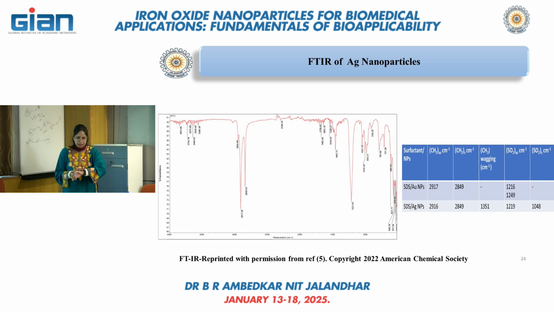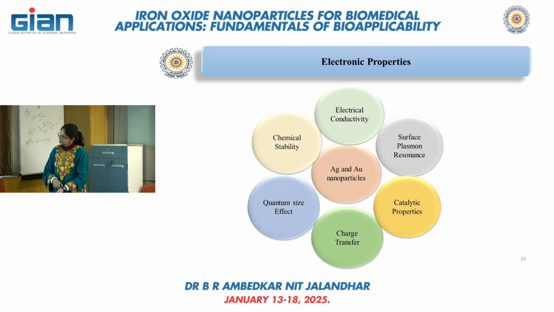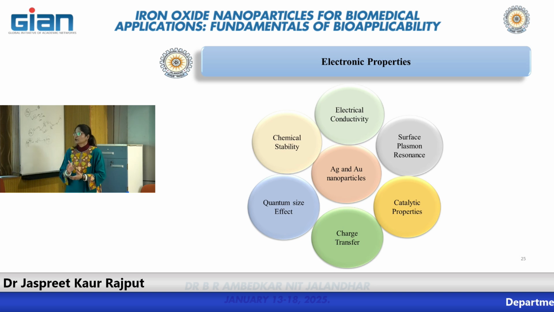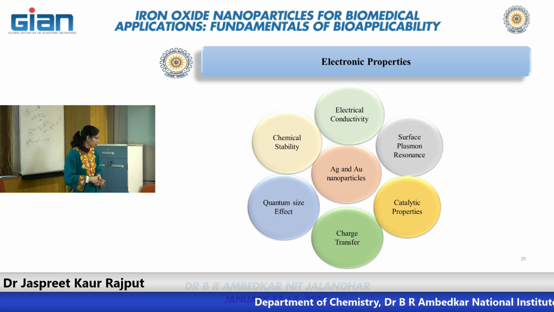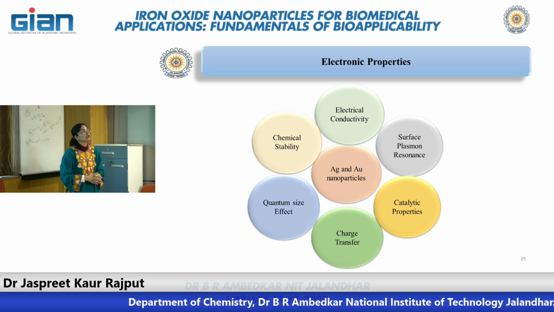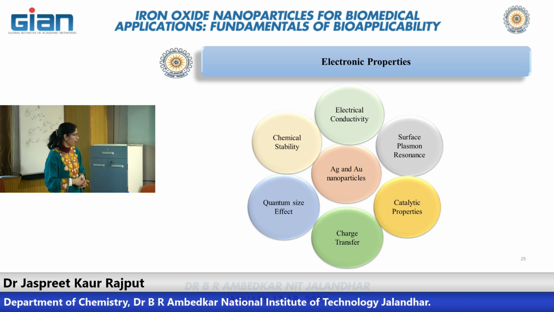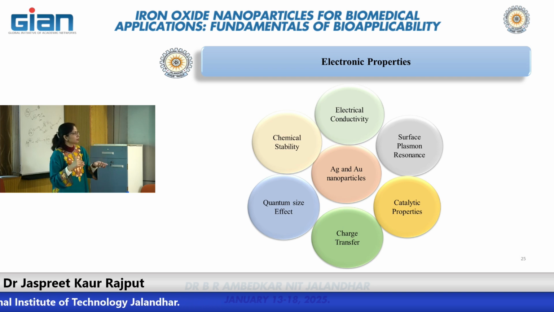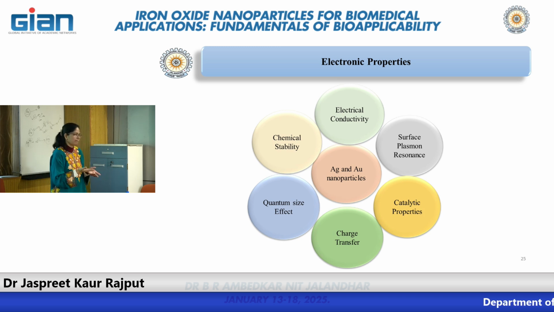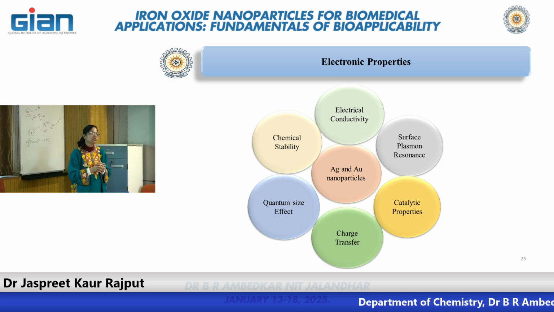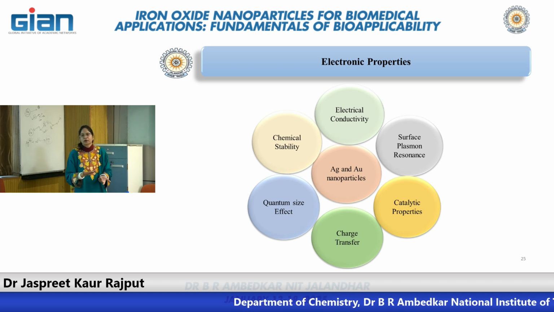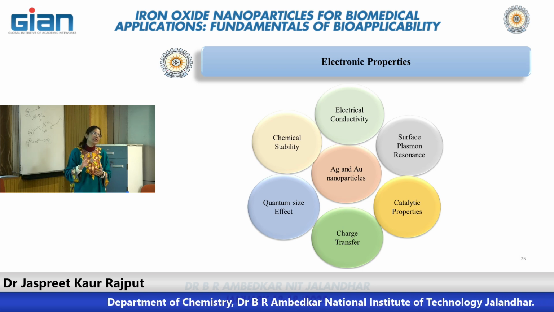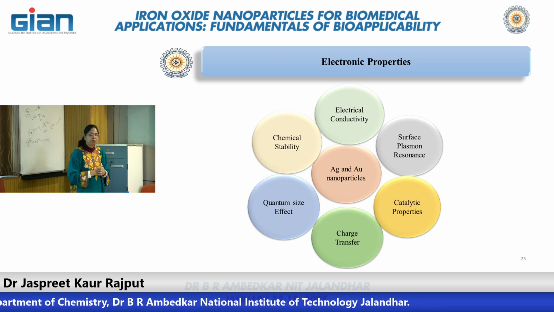So next one is the electronic properties. Why do they show different electronic properties? They have better electrical conductivity. Now the conductivity also depends upon the band gap. Band gap is the gap of energy between the conduction and the valence band, right? So if the size of the nanoparticle changes, the band gap will also change, right? So the electrical properties are more or less based upon the band gap.